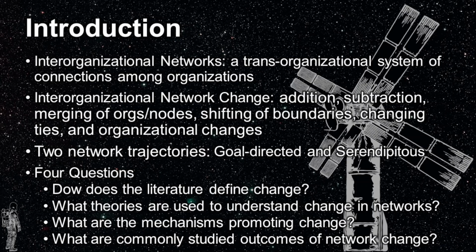The chapter addresses four primary questions. First, how does the literature define change? Second, what theories are used to understand change in both types of networks and their member organizations? Third, what are the mechanisms by which change might be encouraged? And fourth, what are the commonly studied outcomes of network change?